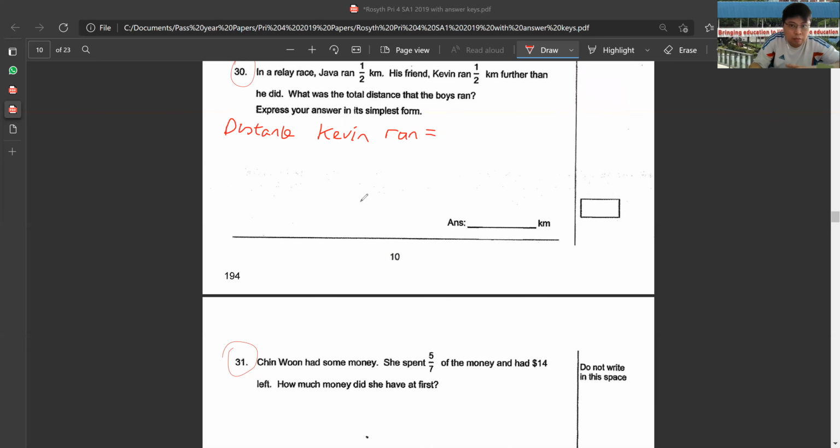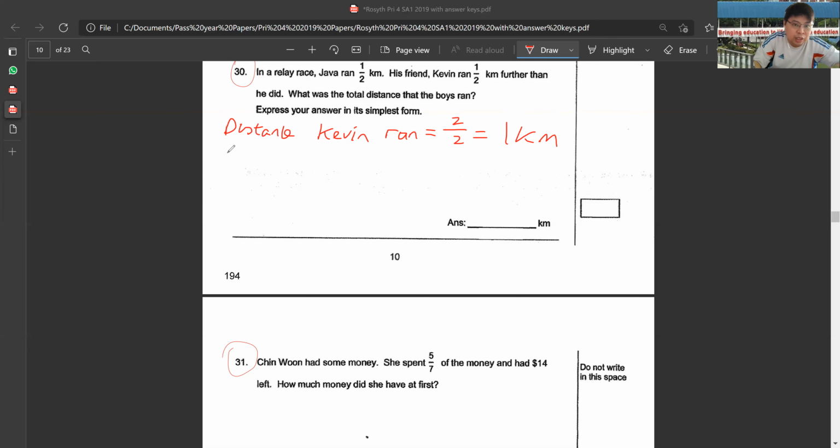The distance that Kevin ran is 1/2. No, Kevin ran 1/2 further than Java. Then Java plus Kevin equals 2/2. 2/2 is how many kilometers? 1. 1 kilometer. So Kevin ran 1 kilometer, right?